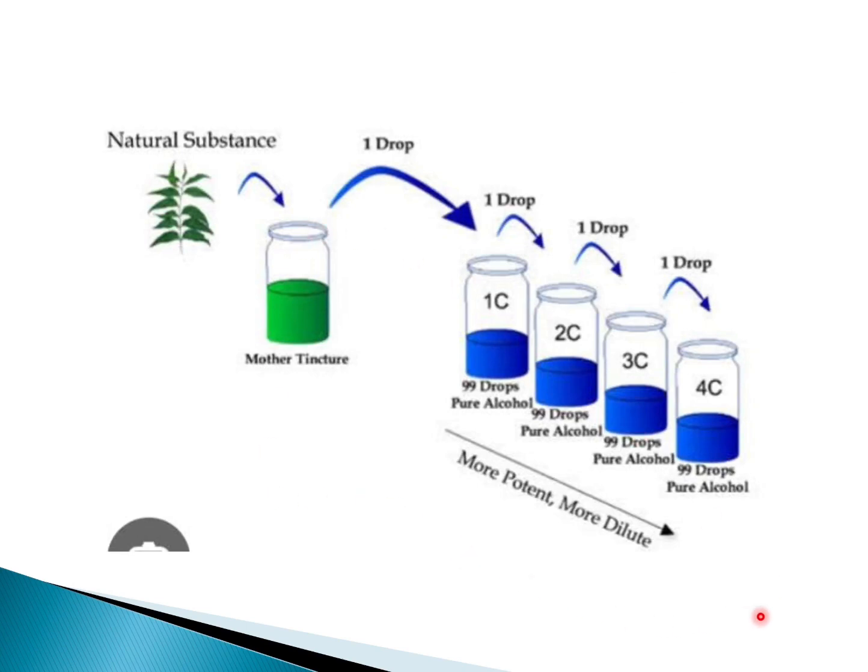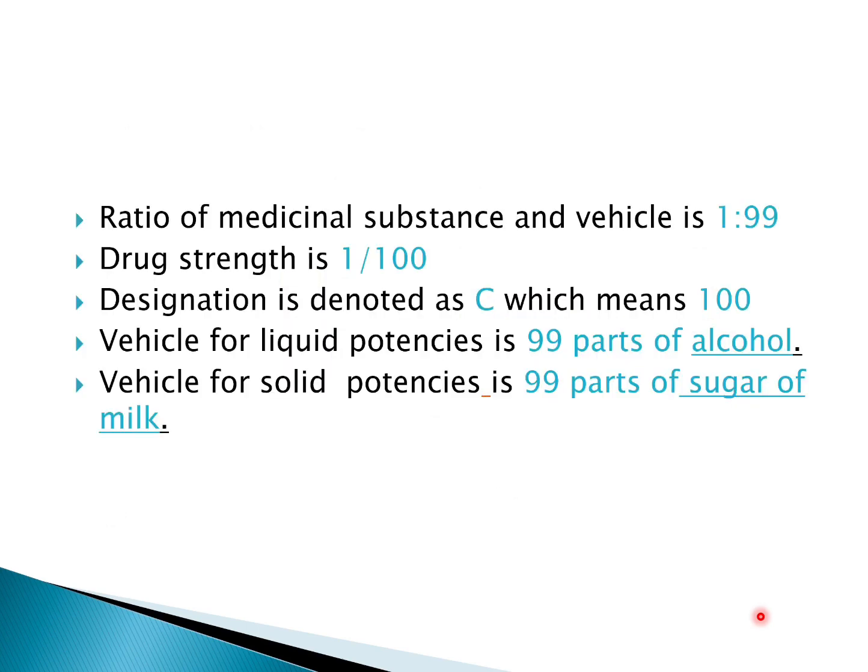Ratio of the medicinal substance and vehicle is 1:99. Drug strength is 1/100. Designation is denoted as C, which means 100. That is 1C, 2C, 3C, etc. Or it is not denoted with any letter. Vehicle for liquid potencies is 99 parts of alcohol. Vehicle for solid potencies is 99 parts of sugar of milk.